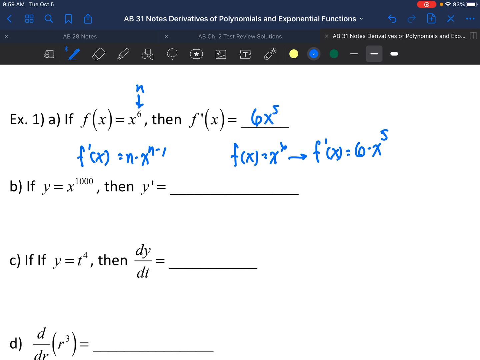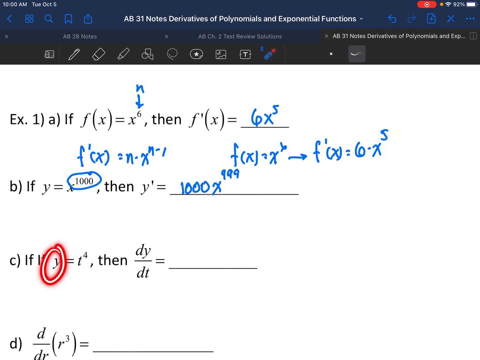6x to the 5th. The exponent multiplies in front, and we subtract 1 from the exponent. That's it, every single time. Just changing my notation a little bit, if y equals x to the 1,000, y prime means the same thing. Take the derivative of that function. There's our exponent. So we're going to multiply by the exponent, 1,000 x, subtract 1, to the 999. I don't need to multiply and factor and work through the limit anymore.